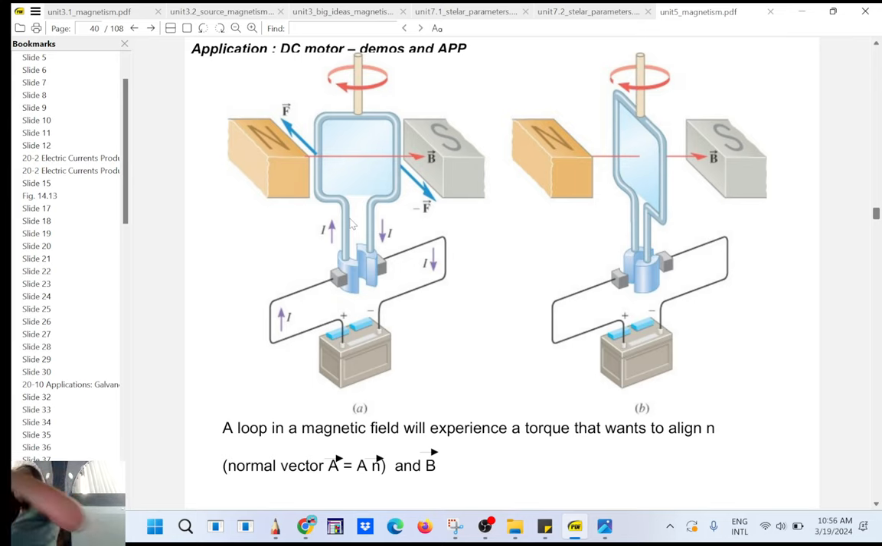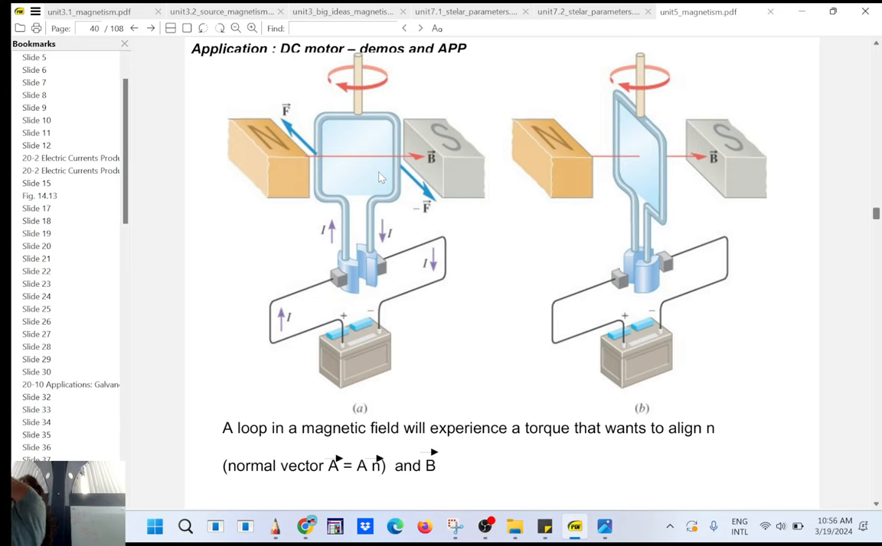So do you see this is your loop? So this is the area. So in that case, it's a rectangle. You take your right hand. So the current is flowing this way, so it's going to go that way. Do you agree? Is it happy? That loop, is it aligned with the magnetic field? Right? So it's going to rotate such that it will align itself with the magnetic field.